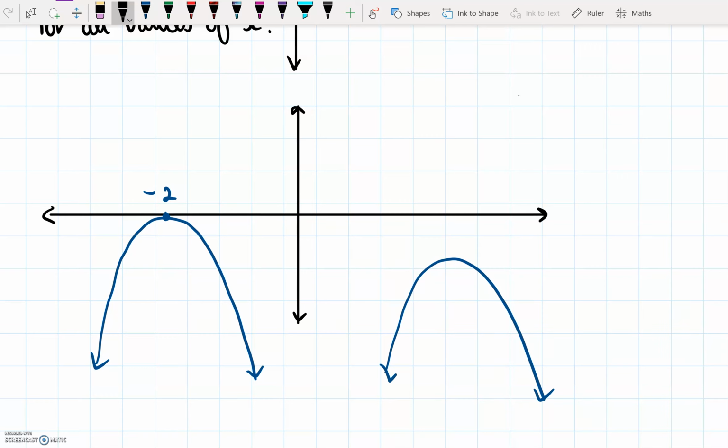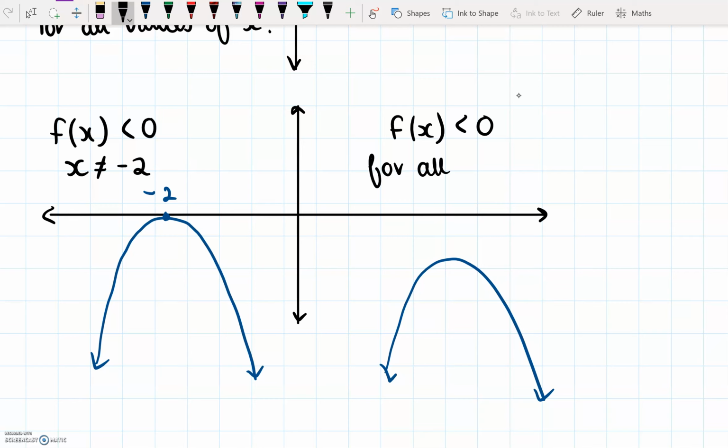Now with the first one, we can say this function of x is less than 0 for all values of x except -2. Therefore, we can just say the solution is that x does not equal -2. For the second one, this function of x is less than 0 for all values, so for all values of x. Done. All right, so these are the special cases.